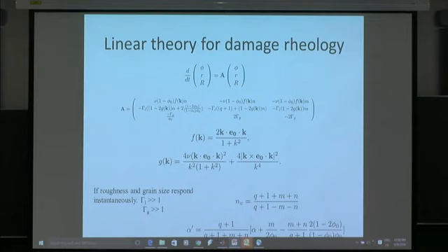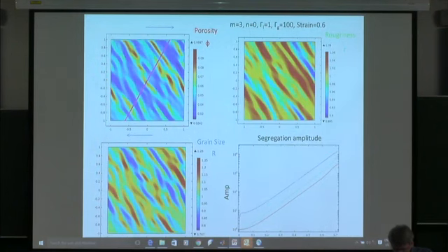So going through the linear theory, basically you've got this matrix A that they derived, and you can look at the eigenvalues of that matrix, okay, and so the instability will grow at the largest positive value of the eigenvalue, okay. So here's the results of one of my simulations.